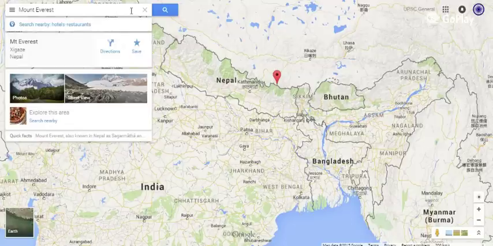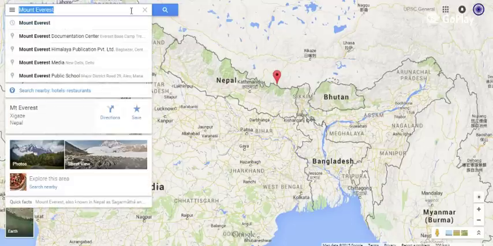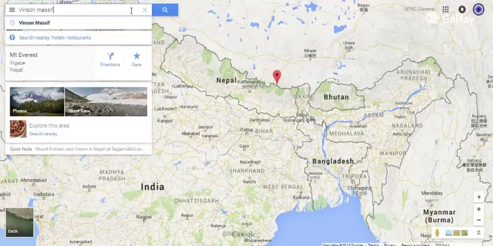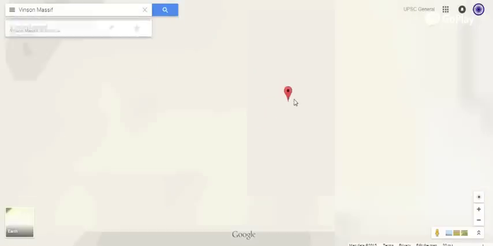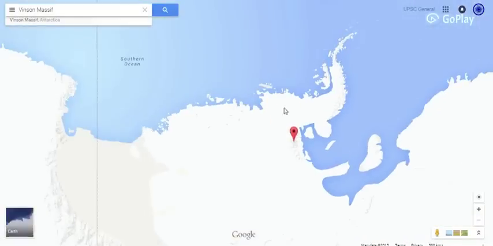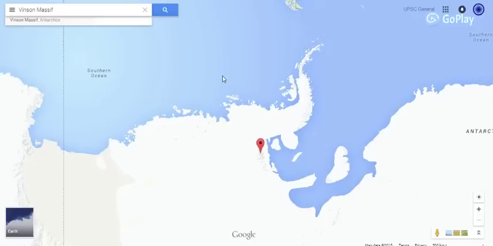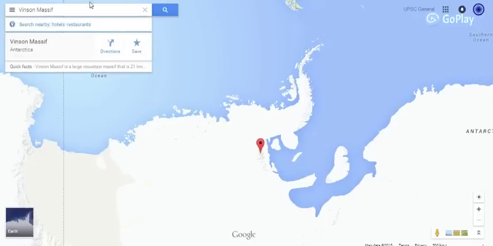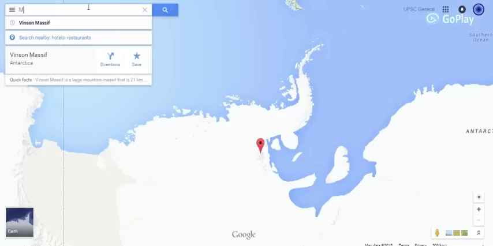And next is Vinson Massif. Vinson Massif is the highest mountain peak in Antarctica, in the southern hemisphere. That is Vinson Massif.